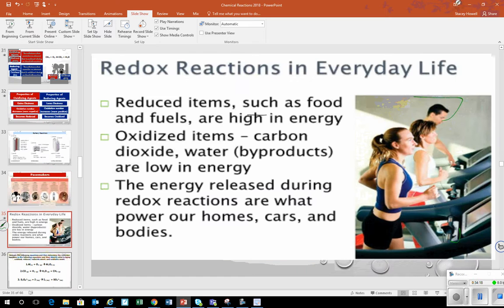Okay? Also, other things that we can do with redox reactions, we have redox reactions every day. Every time we eat, we're doing a redox reaction. Every time we breathe, we're doing a redox reaction. We're letting off carbon dioxide and water, and the energy produced from the stuff we ate we're using to move around. Our homes are powered by redox reactions. Otherwise, we wouldn't be getting electricity to the house. Our cars are powered by redox reactions. If the battery's not charged, we can't get the car started, right? And our bodies. So let's look at this next thing here.